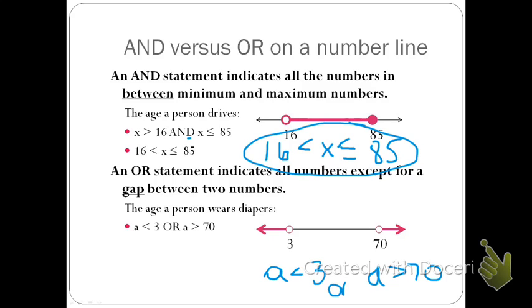And then you would have the word or. Or statements will always have the word or. So to help you out, and statements should always be pointing towards each other, where or statements should always be pointing away from each other.